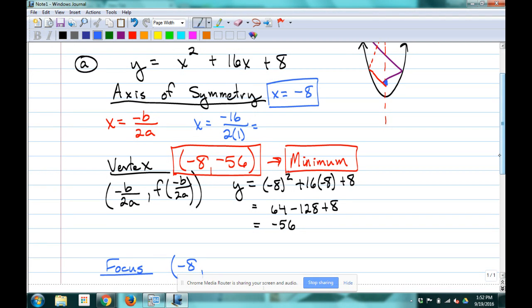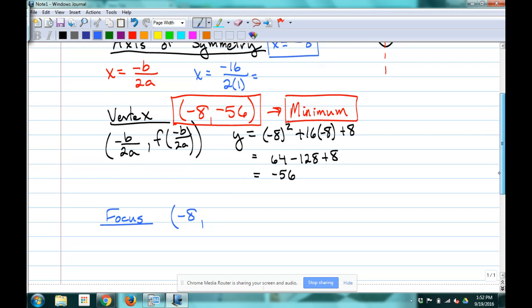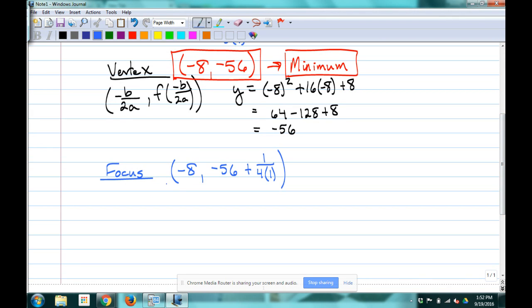So the y values are going to change by a certain formula. That formula is right there on our handout. I'm using h as the x value for the vertex. That's the same thing as -b over 2a. k is the y value from the vertex. That's -56 for this problem. And then we're adding 1 over 4a, and depending on what a is, that's how much it's going to change where that point is. So we work that out.